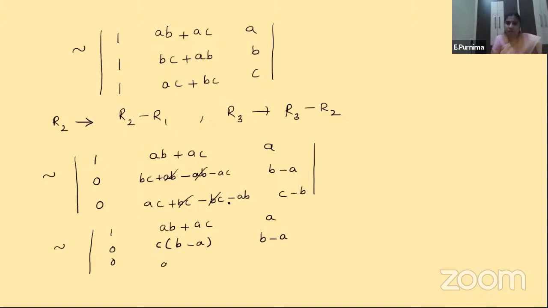Now if you observe the first row, nothing is common. Here if you take A common, we get B plus C. So let us take A common there, as we did in the second row and third row.